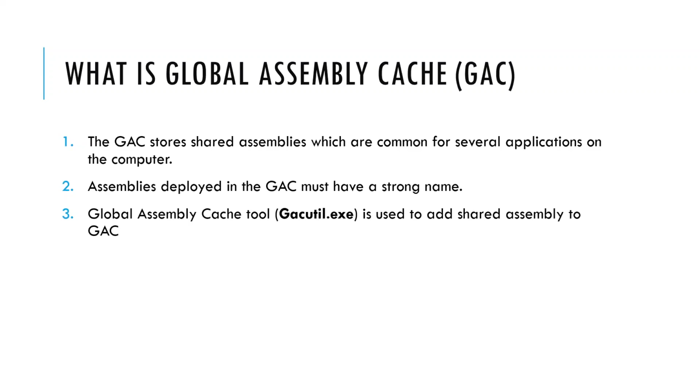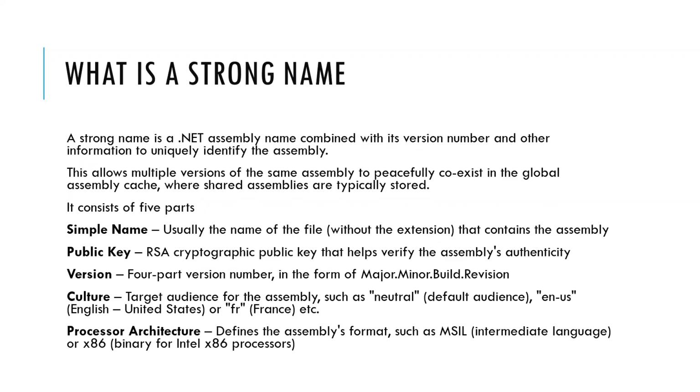So what is the global assembly cache, or GAC? The GAC stores shared assemblies which are common for several applications on the computer. Assemblies deployed in the GAC must have a strong name. The Global Assembly Cache tool is used to add a shared assembly to the GAC.